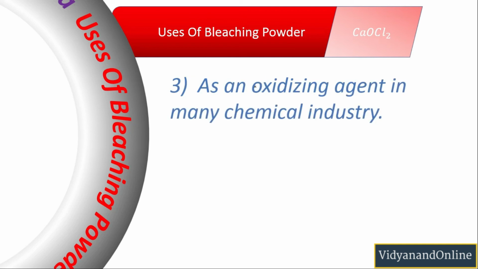The last use is that it is used as an oxidizing agent in many chemical industries. We have already discussed this. Bleaching powder is a very good oxidizing agent, and that is why many chemical industries use bleaching powder as an oxidizing agent. Okay. So with this we have completed the topic of bleaching powder.